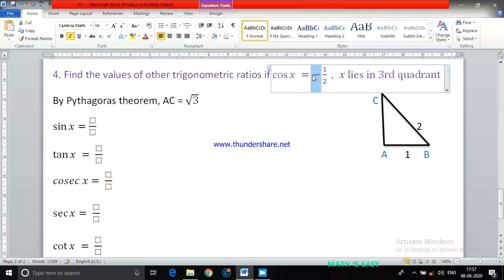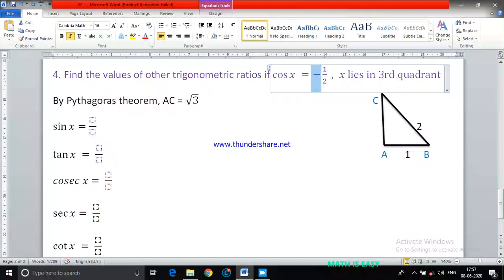Okay, so that's why this sign. Otherwise, these questions you already solved in class 10. If cos x is equal to 3 by 2 or 5 by 2 or 2 by 5 or something, you already solved how to find the trigonometric ratios. So cos definition is adjacent upon hypotenuse.